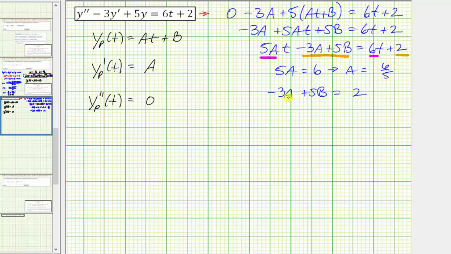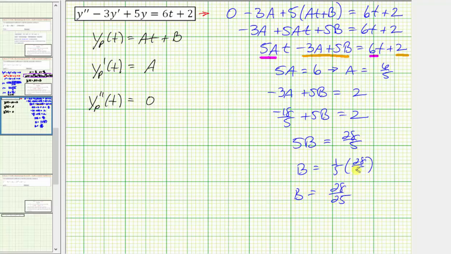And we also know that negative 3a plus 5b must equal 2. Let's substitute 6/5 for a. Negative 3 times 6/5 would be negative 18/5. So negative 18/5 plus 5b equals 2. Let's go ahead and add 18/5 to both sides. So we have 5b, well, 2 is 10/5. 10/5 plus 18/5 would be 28/5. Let's go ahead and multiply both sides by 1/5. That would give us b equals 1/5 times 28/5. So b is equal to 28/25.